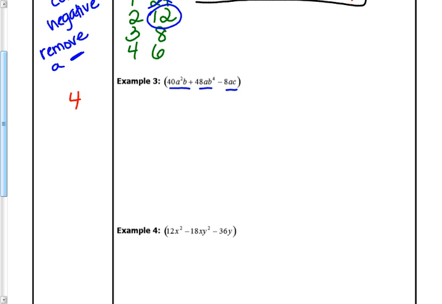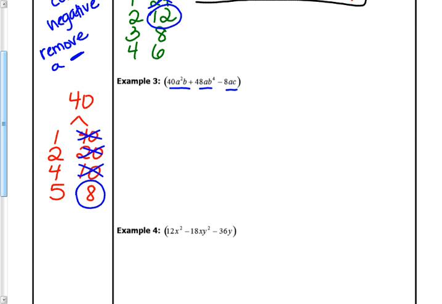If I chose 40, what numbers multiply to give you 40? 1 times 40, 2 times 20, 4 times 10, 5 times 8. Okay, so which one of these numbers will work that can also be divisible by 40, 48, and 8? Well, 40 is not going to work. 20 is not going to work. 10 is not going to work. 8 will work. You can do 40 divided by 8, you can do 48 divided by 8, and you can do 8 divided by 8. So 8 will be the numeric portion of the coefficient of my GCF. So I can go ahead and remove an 8 so far.